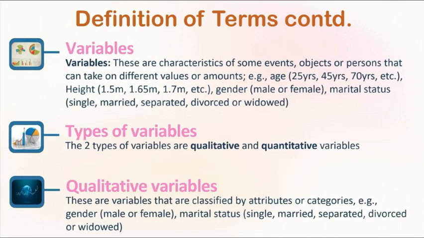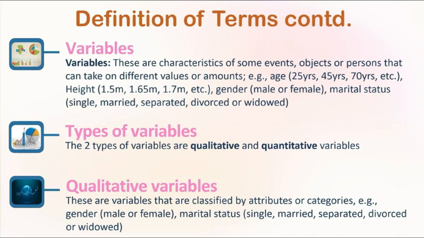Other key terms to be defined are variables. These are characteristics of some events, objects, or persons that can take on different values or amounts. For example, the ages of study participants can be 25 years, 45 years, 70 years, etc. Their heights can be 1.5 meters, 1.65 meters, 1.7 meters, etc. Their gender can be male or female, and their marital status can be single, married, separated, divorced, or widowed. The two types of variables are qualitative and quantitative variables.